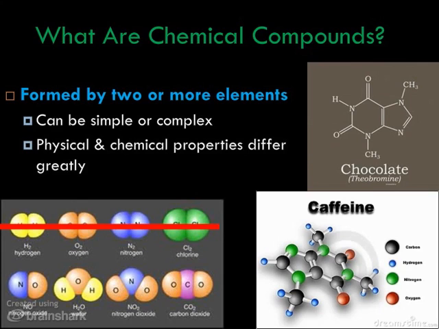Compounds also have physical and chemical properties that are very different from the elements that make them up. A good example is salt, sodium chloride. Sodium is extremely explosive in the presence of water. Chlorine, on the other hand, is a poisonous gas. Well, when you get salt in your mouth, it does not burst into flames and you don't die. So very different chemical properties and very different physical properties than the elements that make it up.